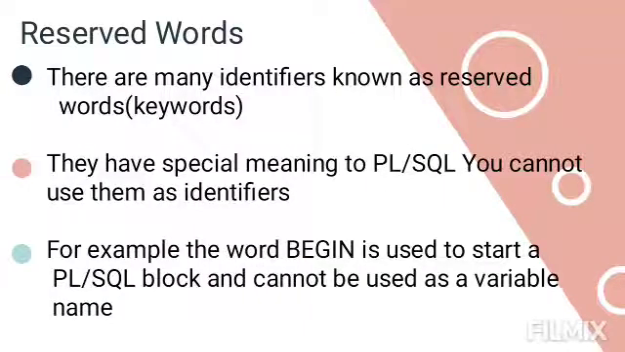Next one is reserved keyword. A reserved keyword is a word which has a special meaning in the language. It is an identifier known as reserved because it has special meaning. Therefore, we cannot use a reserved word as a normal identifier. For example, begin is a keyword. We cannot use begin as our variable name or identifier name.